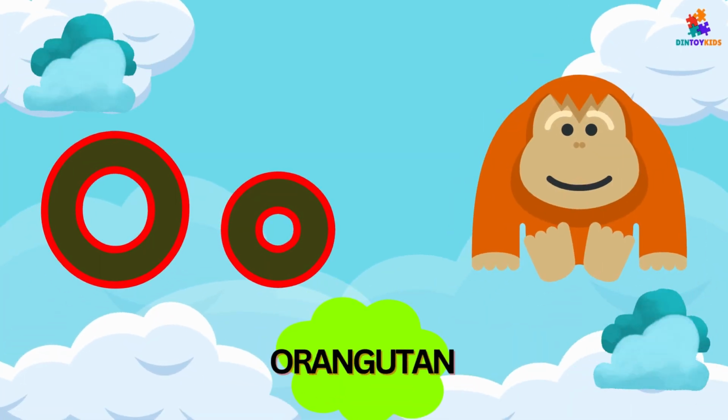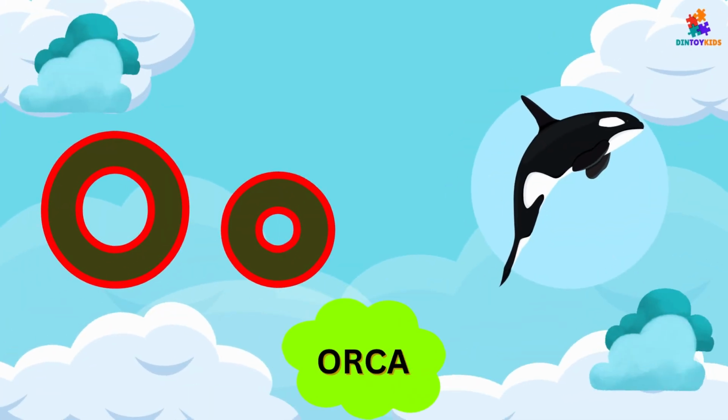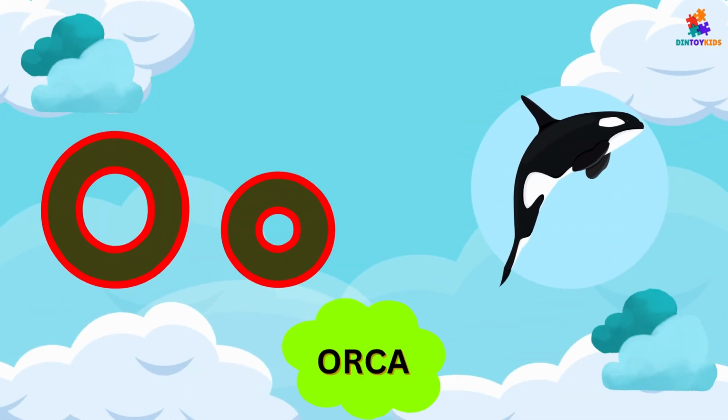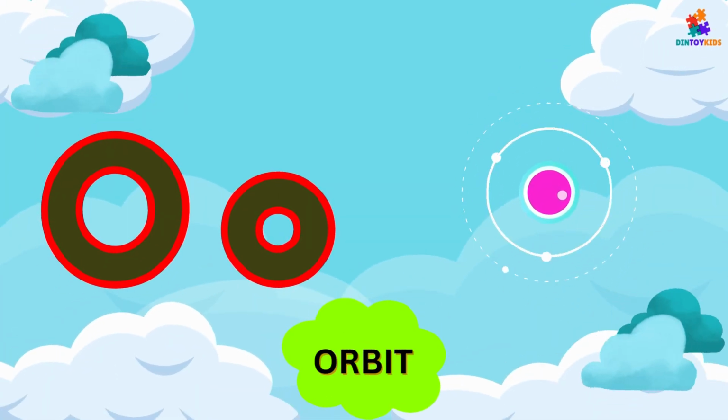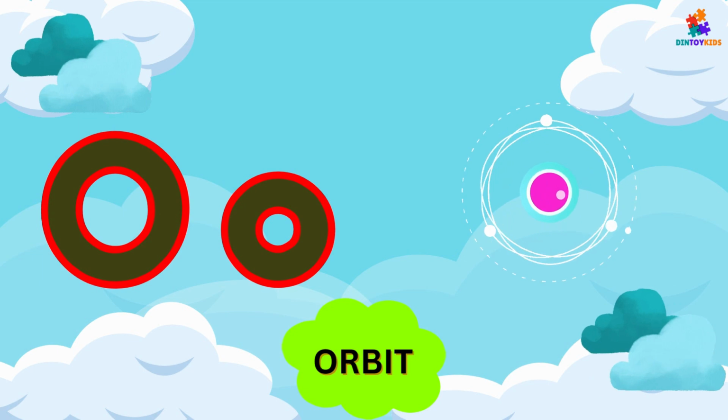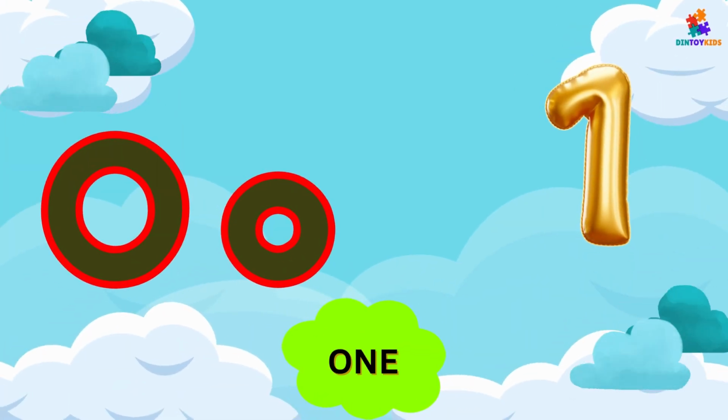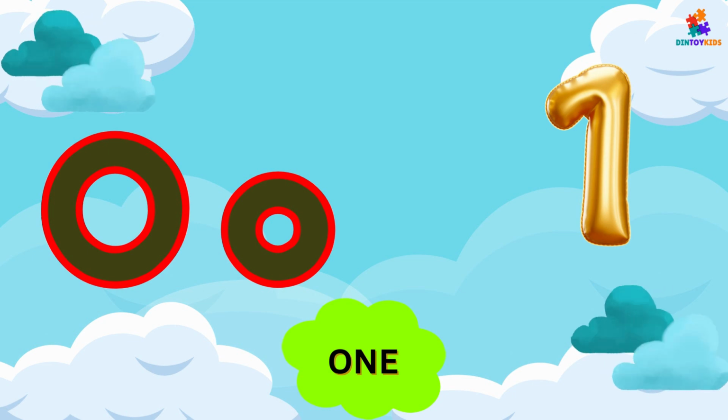O is for orangutan, orangutan. O is for orca, orca. O is for orbit, orbit. O is for one, one.